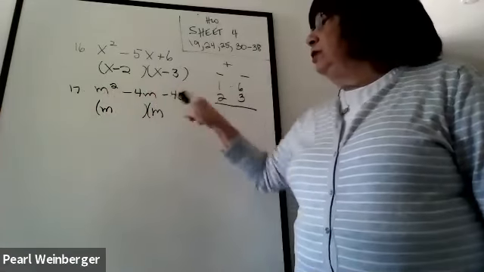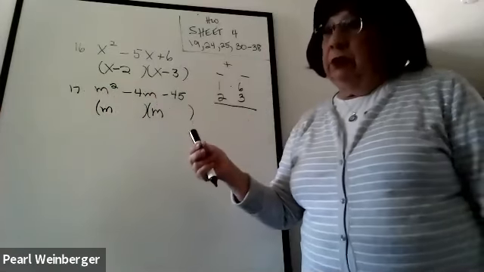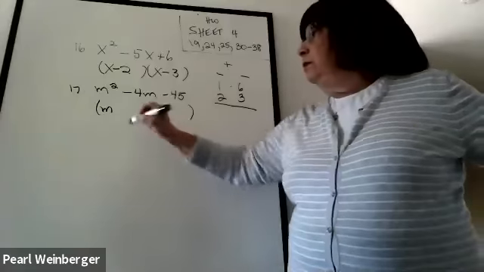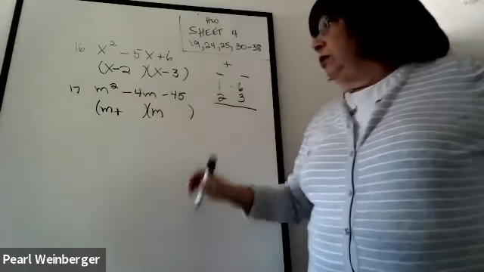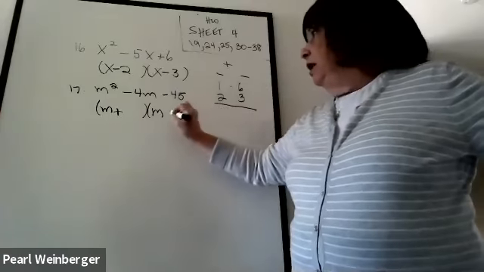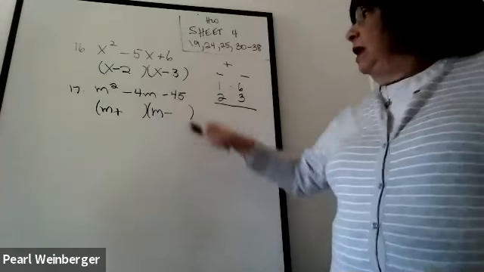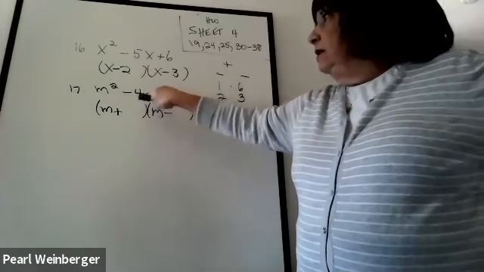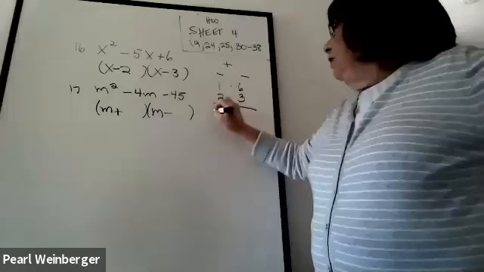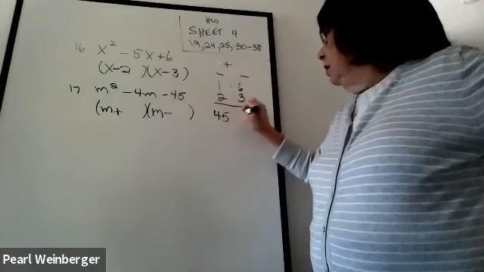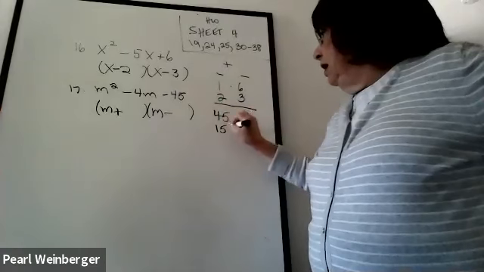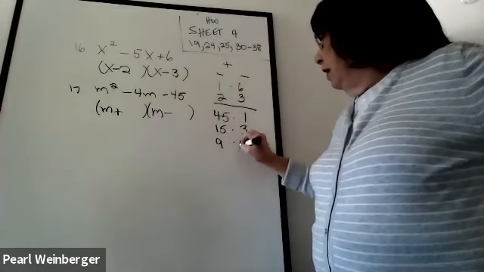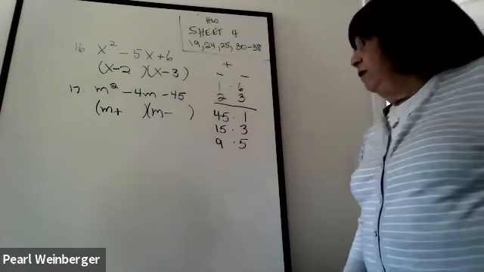And now I look at my last term, it's negative. Remember, when the last term is negative, it means you multiplied a positive number times a negative number. So one of your signs in your parentheses is going to be a plus, and the other one is going to be a minus. And now you're looking for numbers that multiply to 45, but since this is a minus, they're going to subtract to 4. Now it could be 45 and 1. It could be 15 and 3. It could be 9 and 5. I think those are the combinations that I could think of.